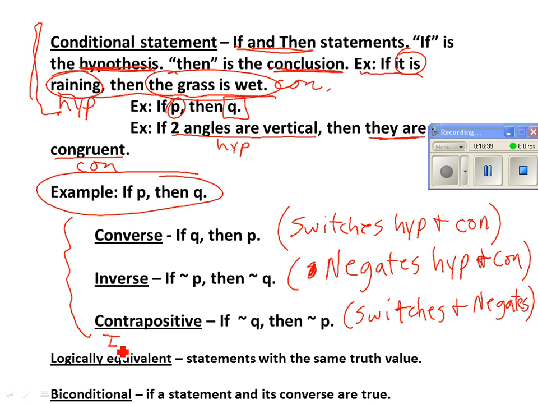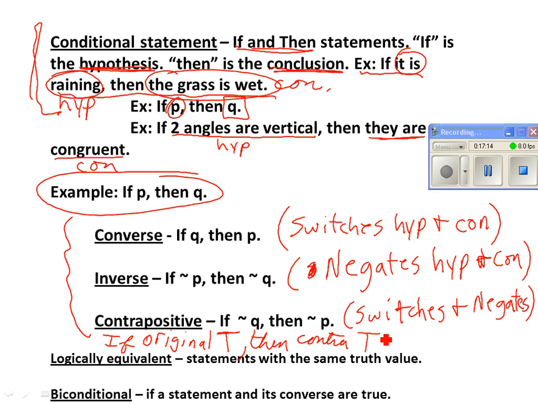If the original statement is true, then the contrapositive is true. Now that doesn't always work, but about 99% of the time, if the original statement was true, which we said it was, if it's raining outside, then the grass is wet, then the contrapositive is going to be true.